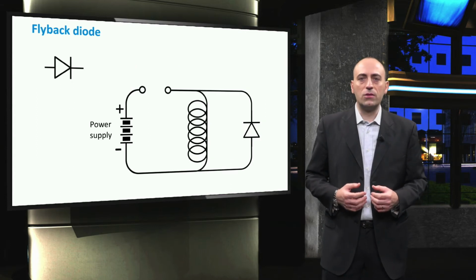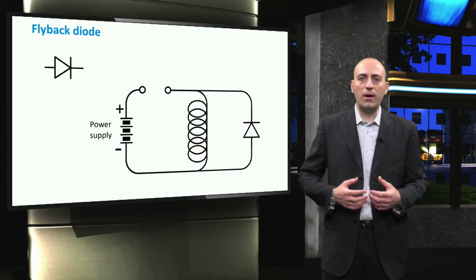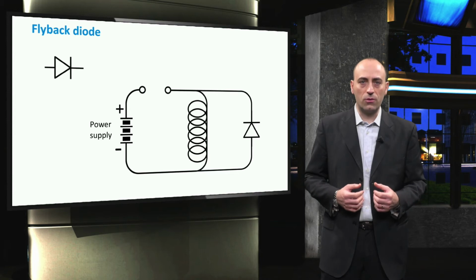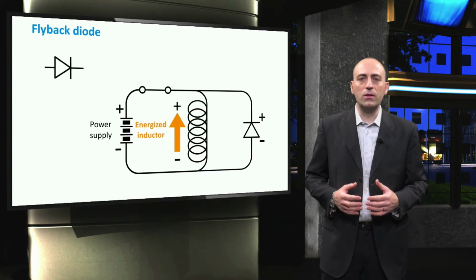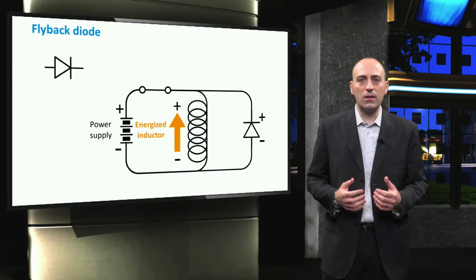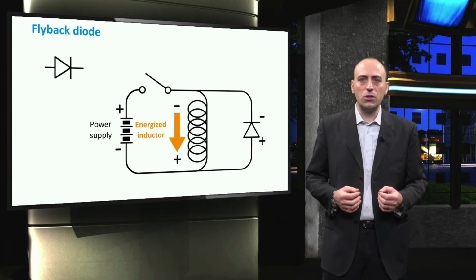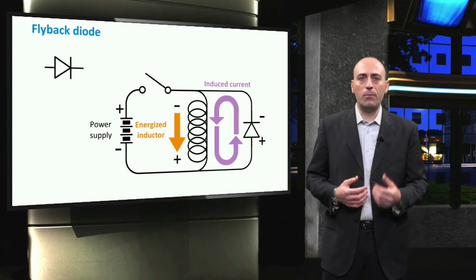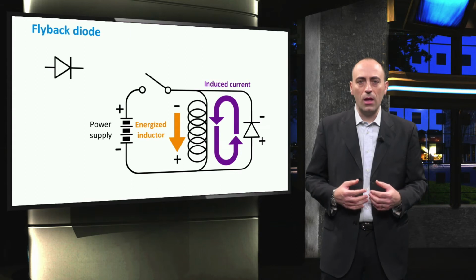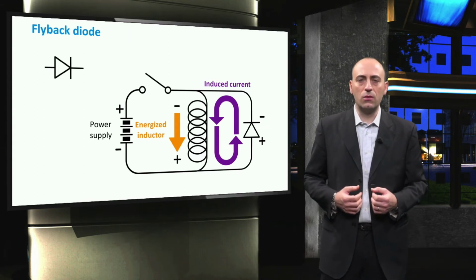A flyback diode solves this starvation arc problem by placing it in parallel with the inductor. When the switch is closed, the diode is reverse biased against the power supply and does not exist in the current for practical purposes. However, when the switch is opened, the diode becomes forward biased relative to the inductor, allowing it to conduct current in a circular loop.